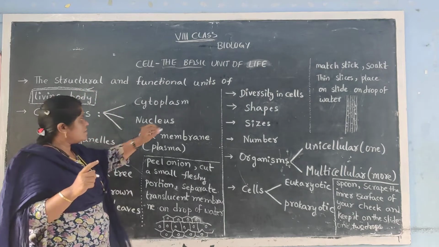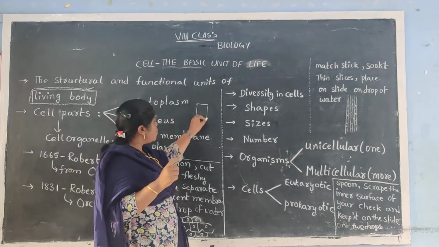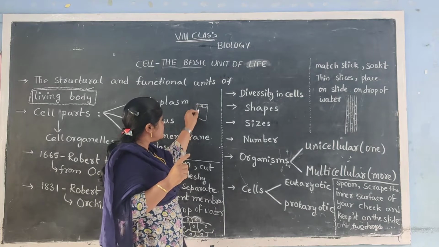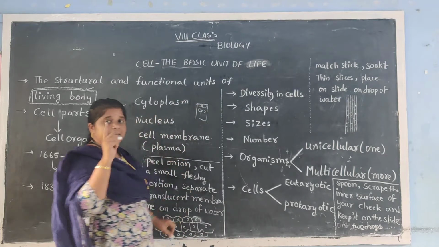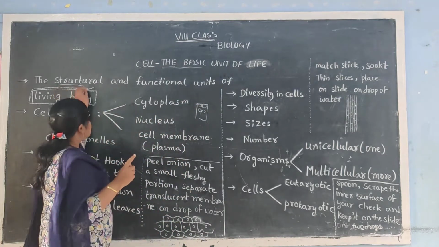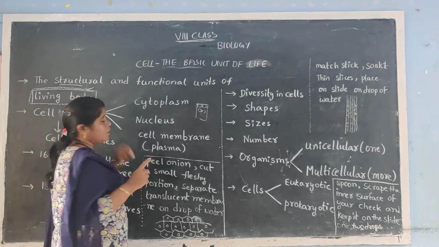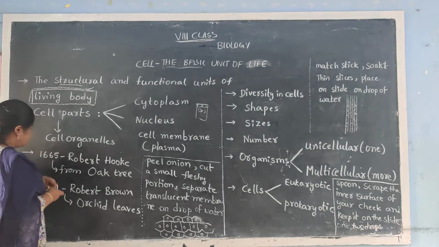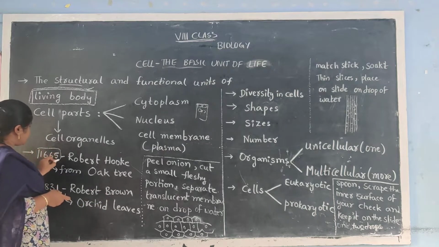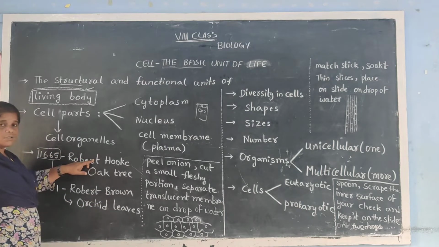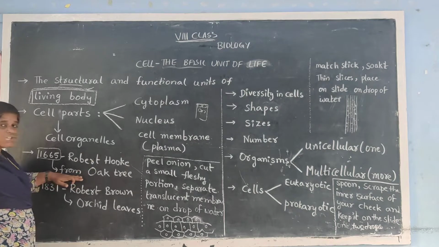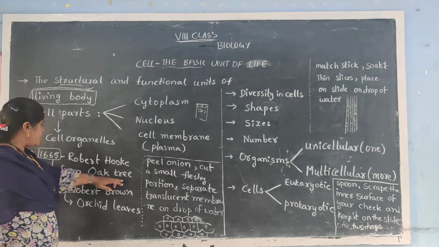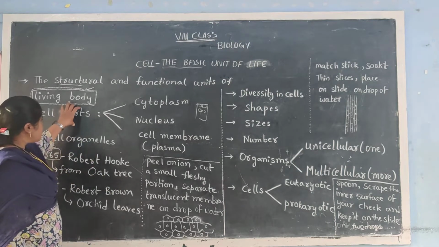If for a wall the basic unit is brick, like that, in our body, the structural and functional unit of our living body is cell. And who discovered cell? It is in the year 1665, Robert Hooke discovered cell. From which tree? Oak tree. Okay, and what are the important parts of the cell?